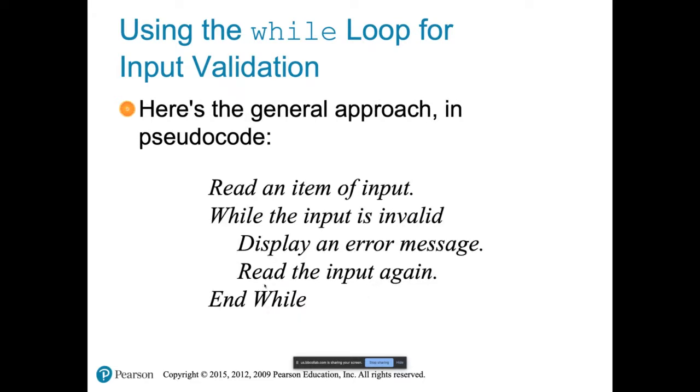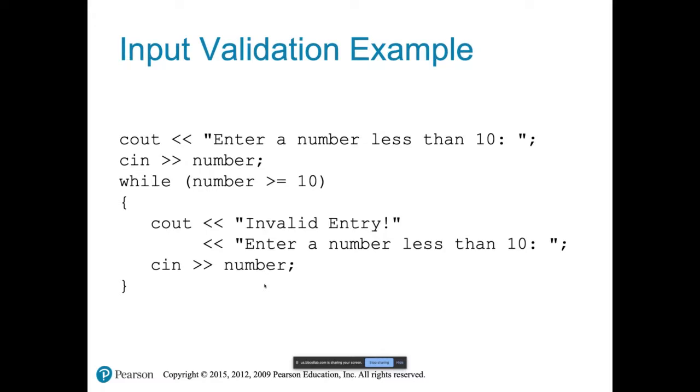Here's the pseudocode. Read an input value. While the input is invalid, display an error message, read the input again, and loop. Here's the same code that you could probably reuse over and over again throughout your forthcoming labs. If any data is invalid, keep them there. Do not allow them to go on. So in this example, enter a number less than 10. If they enter anything greater than 10, then keep them here. Do not allow them to go on.